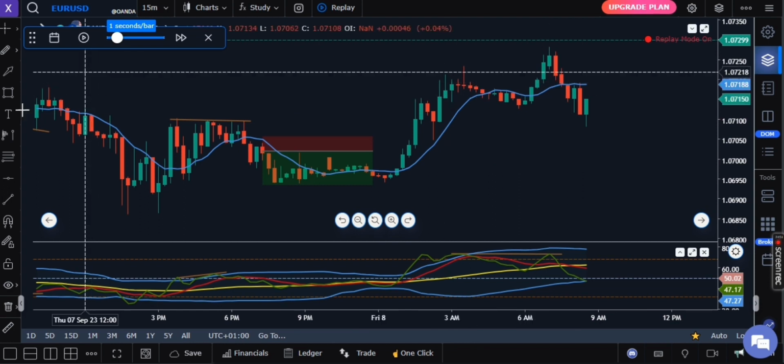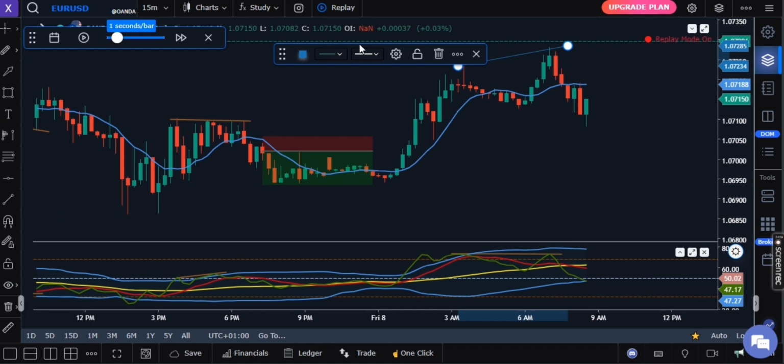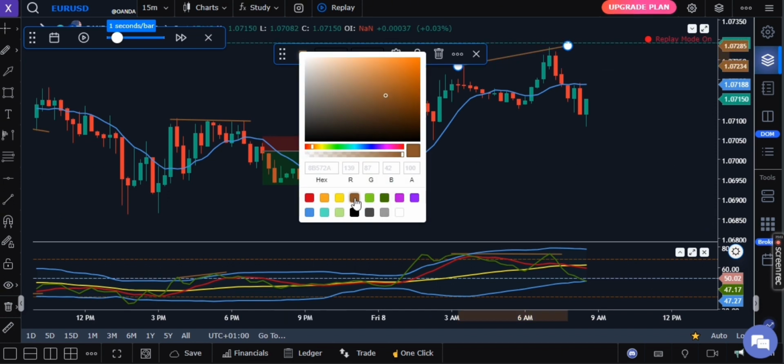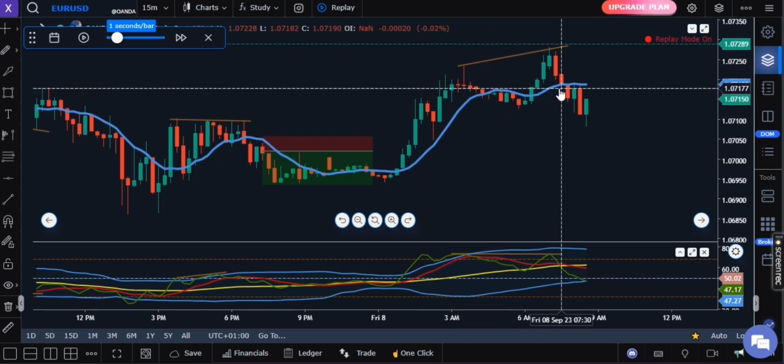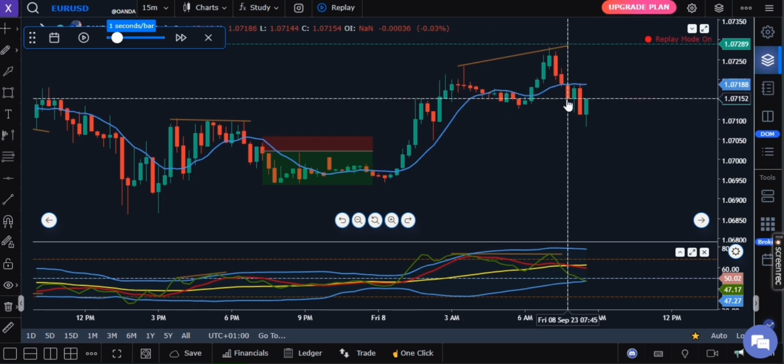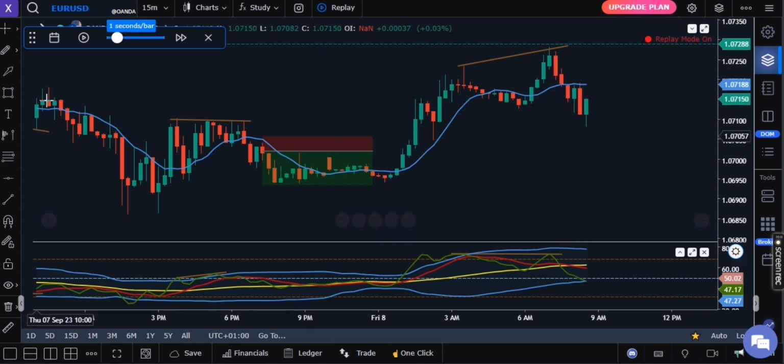So I think we have an opportunity here. We'll enter here for 1:2. We enter our short here.